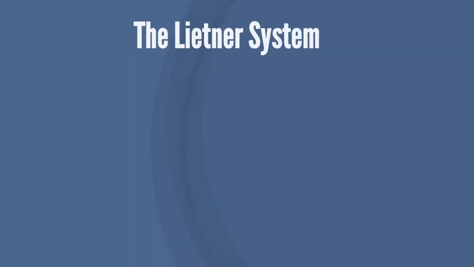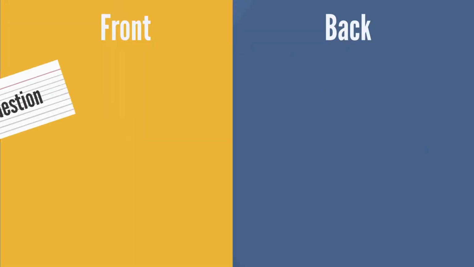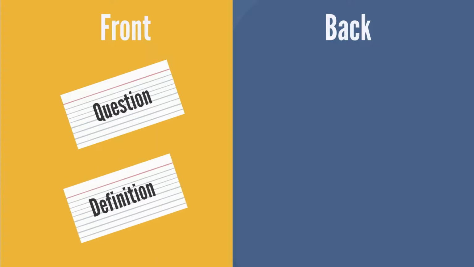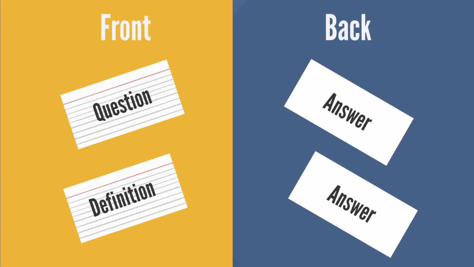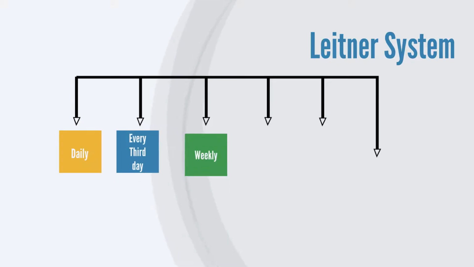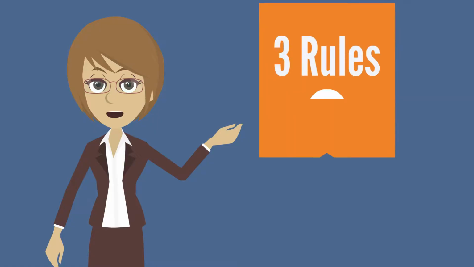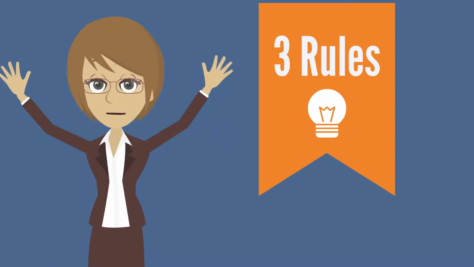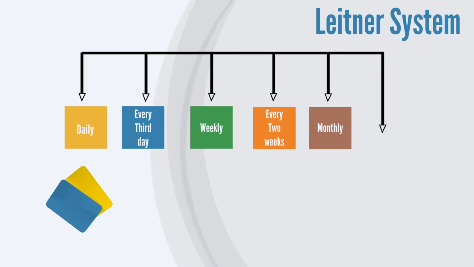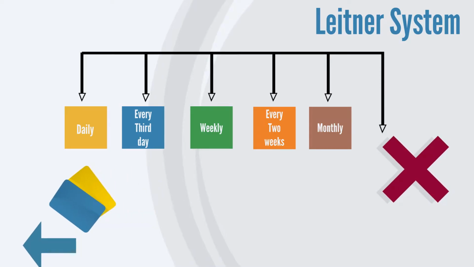The Leitner System combines retrieval and spacing practices together. Create flashcards that contain a question or definition on the front and write the answer on the back. You will have 5 review timings: daily, every third day, weekly, fortnight, and then monthly. The system operates on 3 rules. Every card starts out in box 1. If you get a card right, move it to the next box. If you get the card wrong, move it back 1 box.